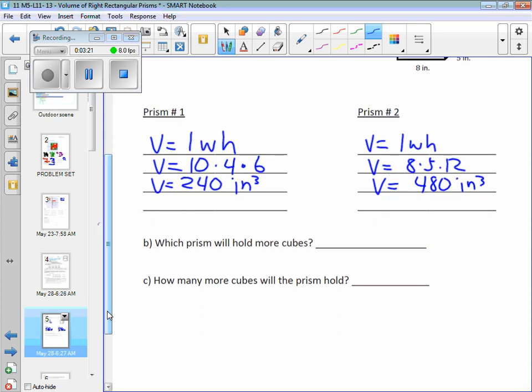Which prism holds more cubes? Katie Malone? Prism 2. How much more? 240 more, or half more. You could say 240 more or twice as much. Because 480 is twice 240. All good. All right.